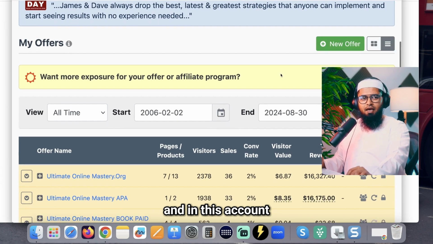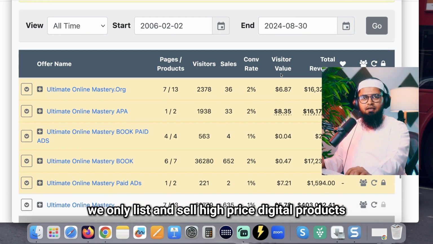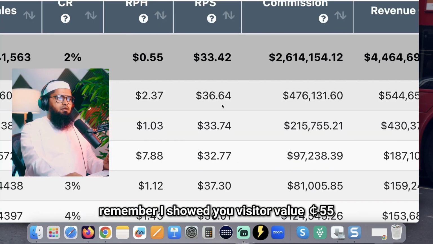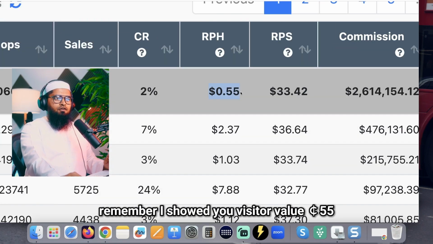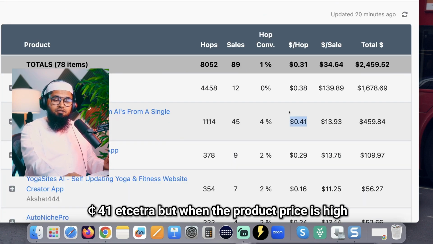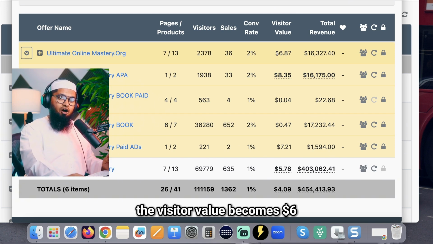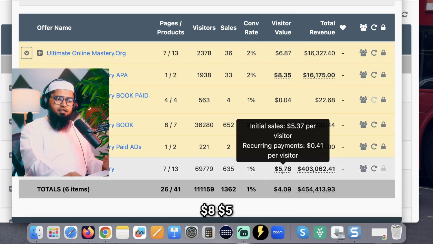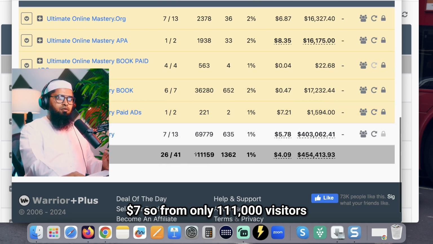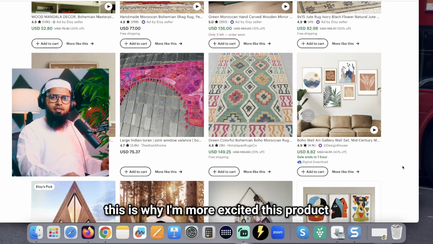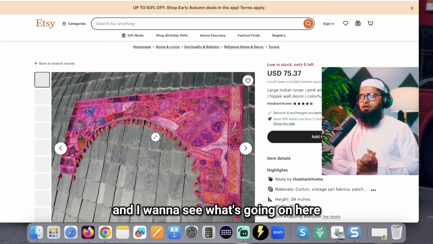And in this account, we only list and sell high price digital products. And if you look at the visitor value of these offers, you will clearly understand the comparison. Remember, I showed you visitor value 55 cents, 41 cents, etc. But when the product price is high, the visitor value becomes $6, $8, $5, $7. So from only 111,000 visitors, we made almost $500,000. This is why I'm more excited with this product, and I want to see what's going on here.